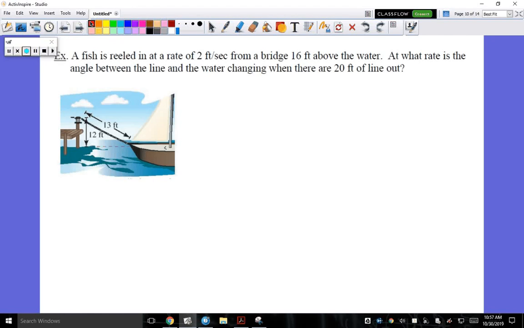All right, here we go. We got to change some things on this problem because I copied and pasted this from your ebook. So a fish is reeled in at a rate of 2 feet per second from a bridge. So pretend that that boat is a fish, okay? It's a big fish.